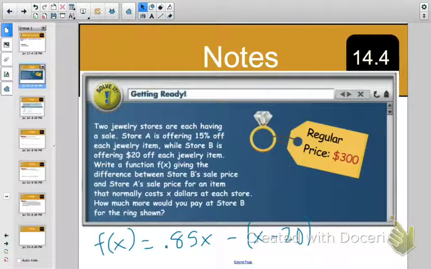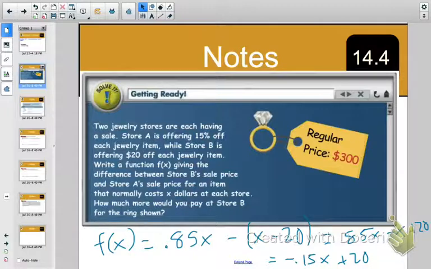So we get 0.85x minus x plus 20. Combine like terms, we get negative 0.15x plus 20. Okay, and then for this one, for a ring that's $300, you just plug that in. It says how much more would you pay at store B? So actually we should have done B minus A, but that's okay. It'll just give us a negative number here.